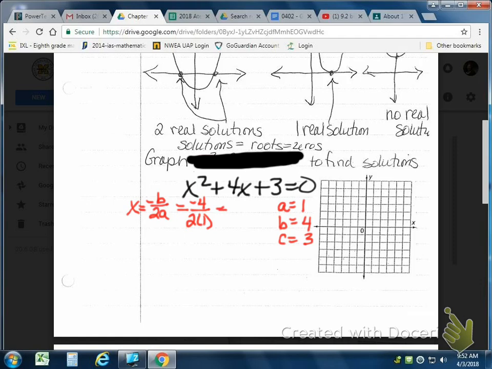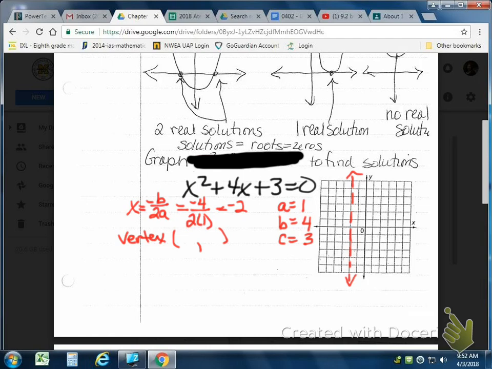Negative 4 over 2, what's my axis of symmetry? Negative 2. So I'm going to come over here to negative 2 and dash in a line. That's my axis of symmetry. I'm going to go ahead and work on my vertex.